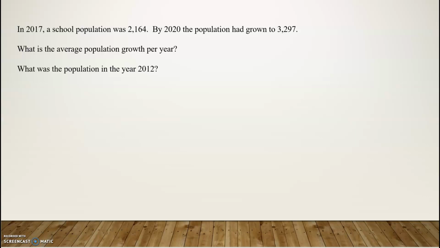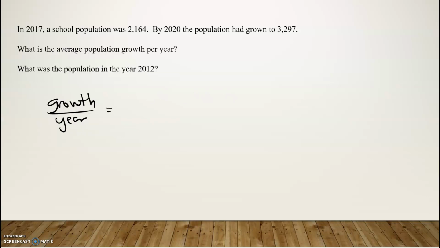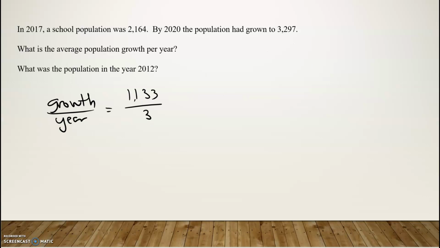Okay, this is continuation of the same problem. What is the average population growth per year? Okay, so we've got growth per year, so divided by year. So the amount of growth we saw back here was 1,133 over the years would be 3. So this actually comes out to be 377.66, or we'll say 67.